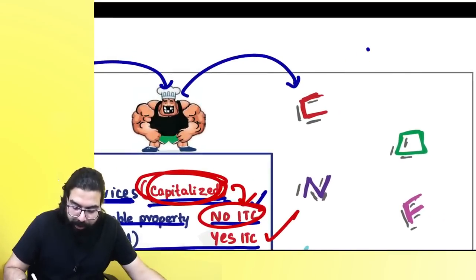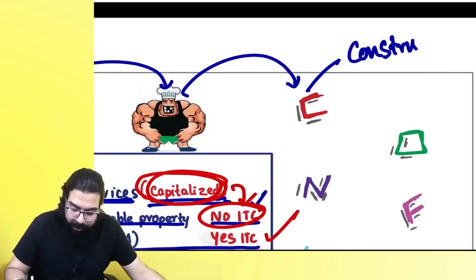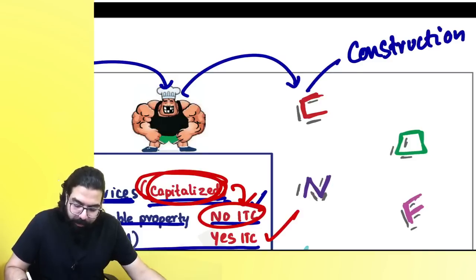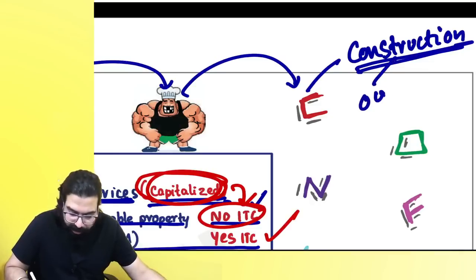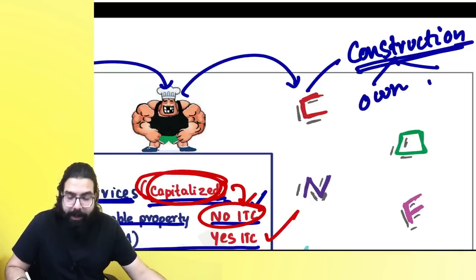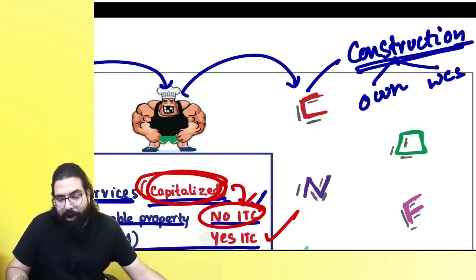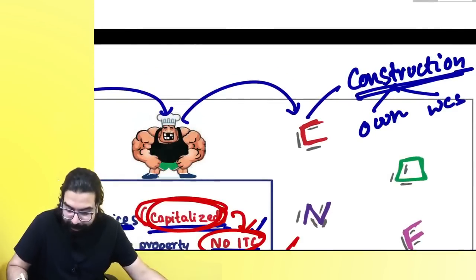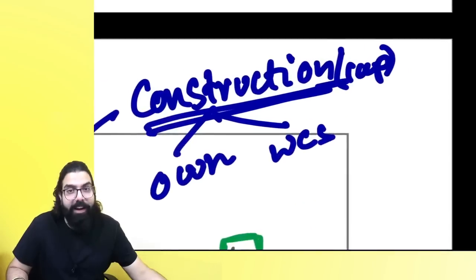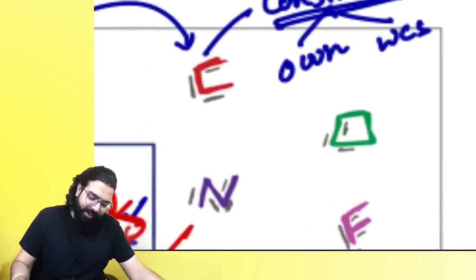C for construction. Remember one thing, construction, whether it is own construction, or you are going ahead and getting work contract service done, you will not get the credit. If it is construction, remember one thing, construction capitalized. Construction, which is basically works contract service, or own construction, which is capitalized. Okay sir, construction of immovable property.